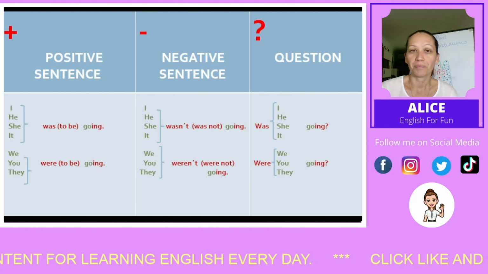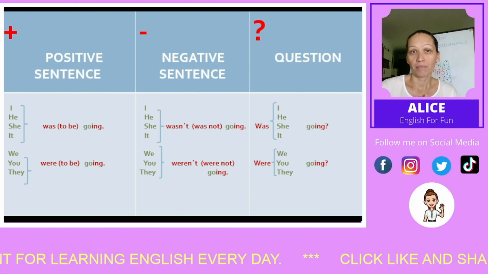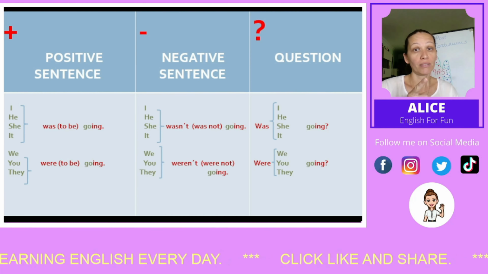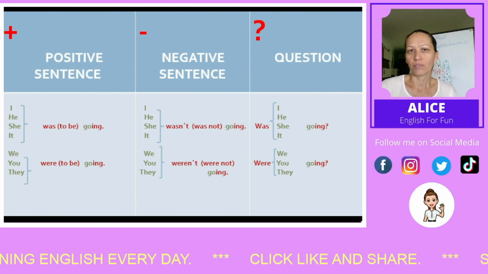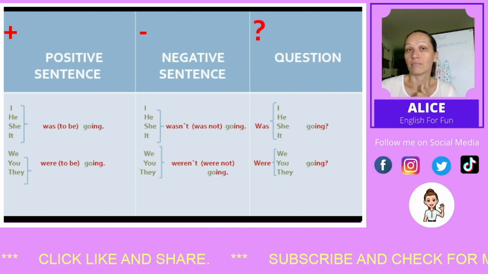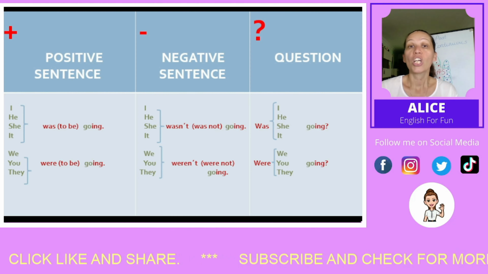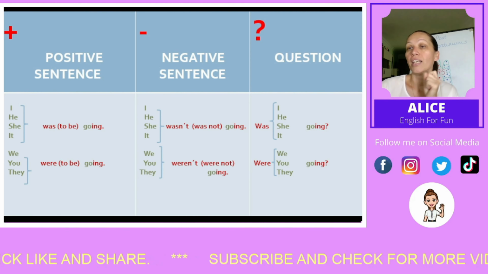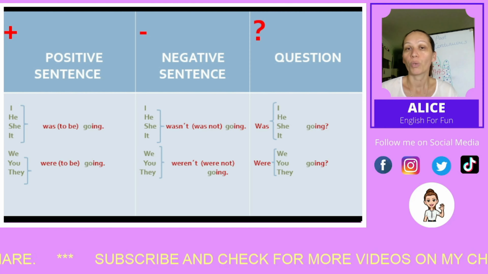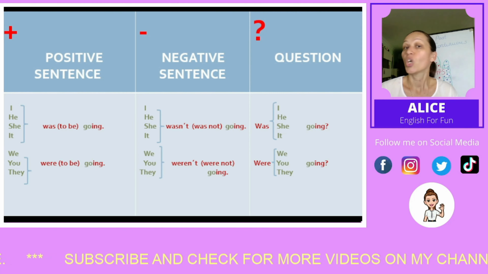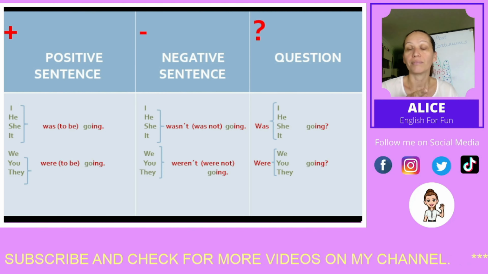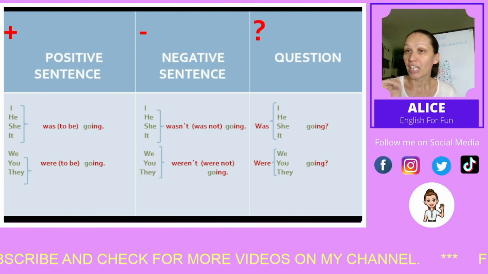Let's repeat after me. I wasn't going, he wasn't going, she wasn't going, and it wasn't going. Let's try with plural. We weren't going, you weren't going, and they weren't going.